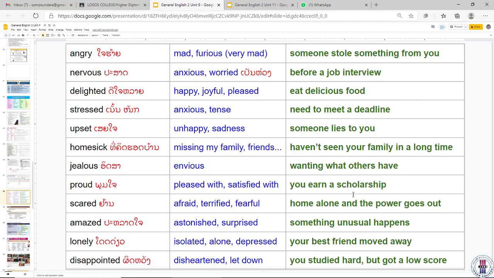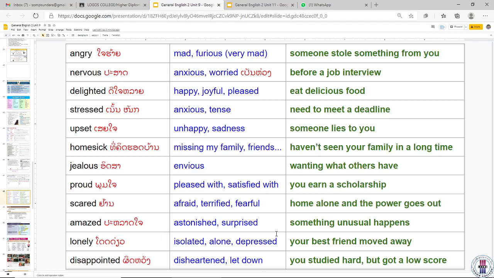And over here in the green, these are examples of times when you might feel angry. You could be angry if someone stole something from you. Yes, I would be angry. I would be mad. I would be furious. You would feel delighted. I am delighted when I eat delicious food. I am homesick when I haven't seen my family in a long time. I am proud. He was proud when he earned a scholarship.